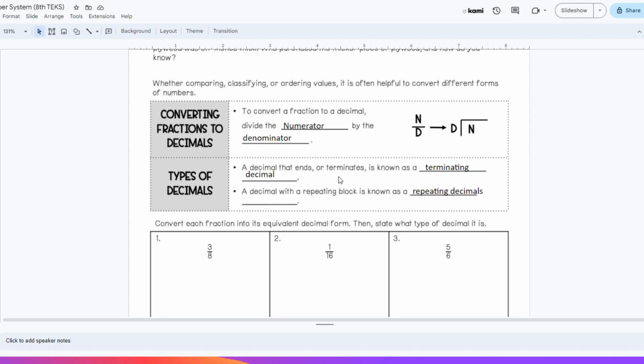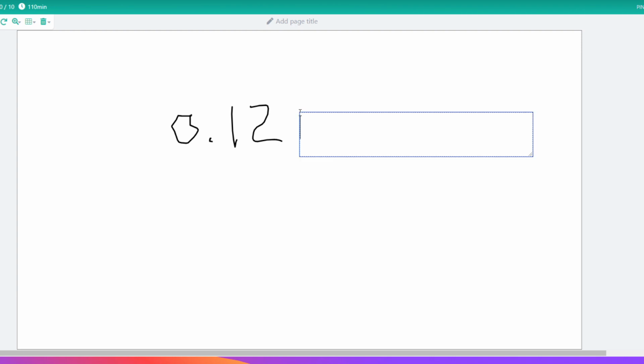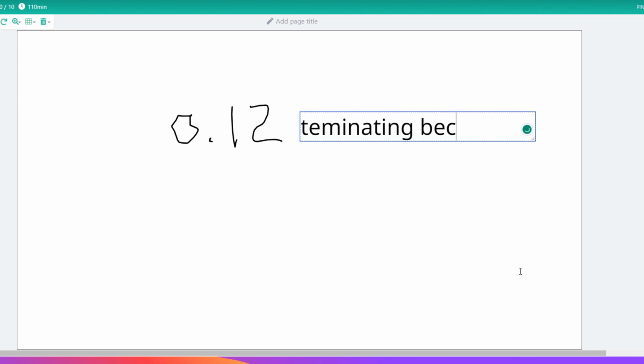So next, let's talk about the types of decimals we have. We have what are called terminating decimals, which are decimals that end. They're your regular old vanilla decimals. You could write a terminating decimal as 0.12. Since it ends and doesn't go on forever, it's called a terminating decimal. So this is terminating, because it ends.